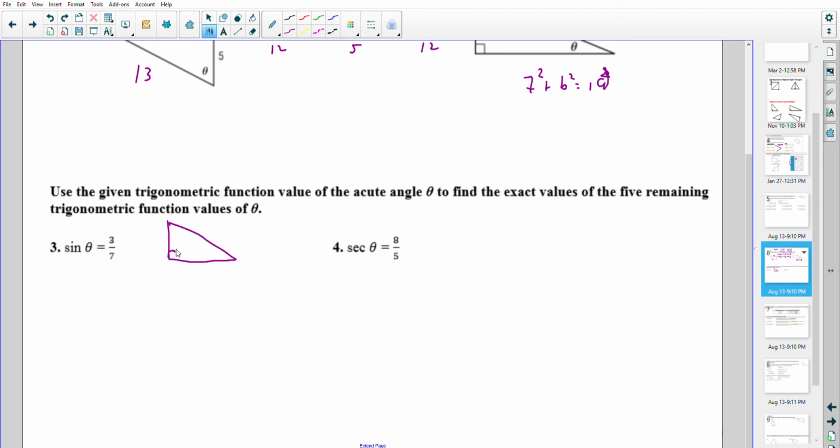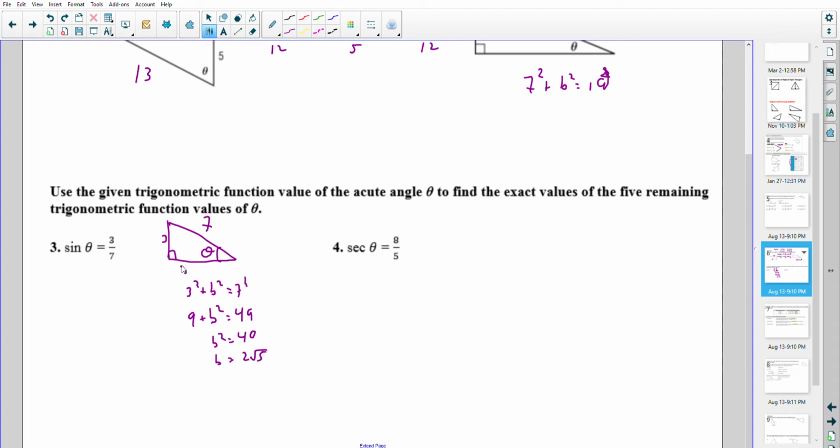So in this one, I'm going to create a triangle and I put my theta in here. And this opposite side is 3/7. And again, you have to figure out what that side is. So 3 squared plus what squared equals 7 squared. B squared equals 40, or in other words, 2 square roots of 5. That's going to give you the other 6 trig functions.